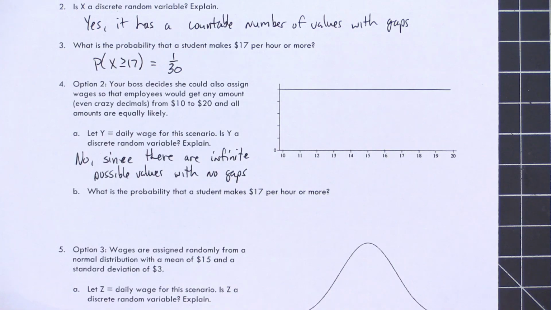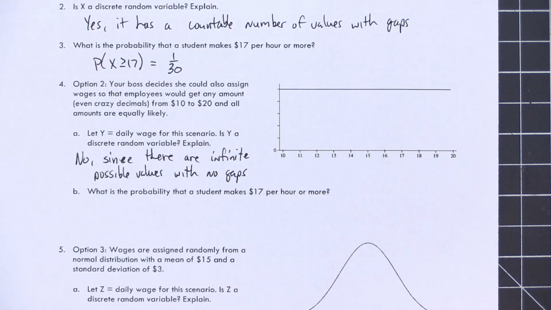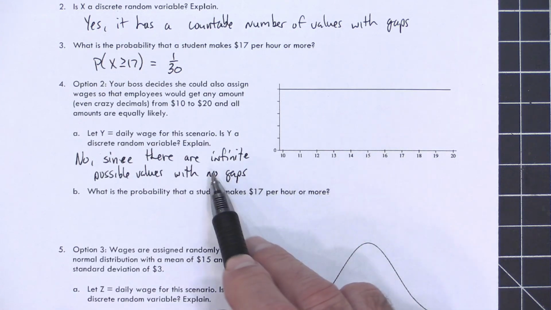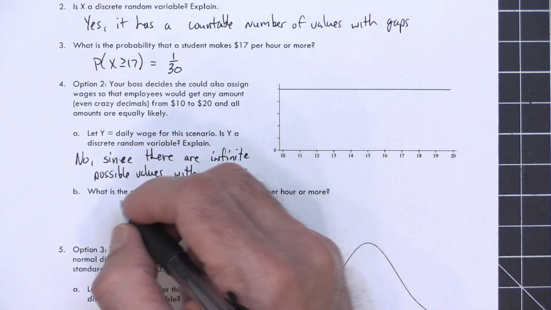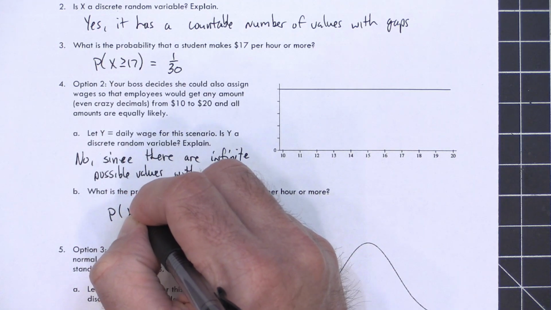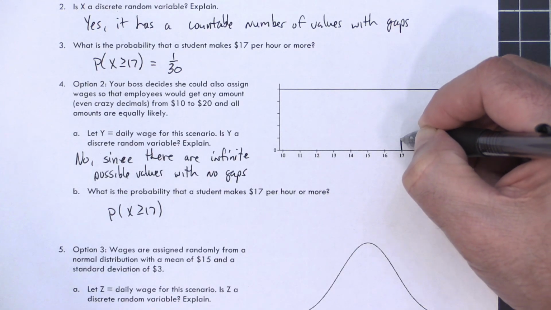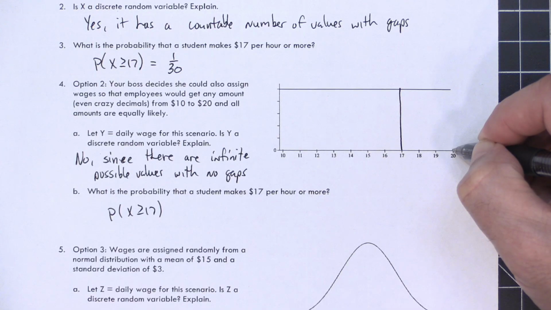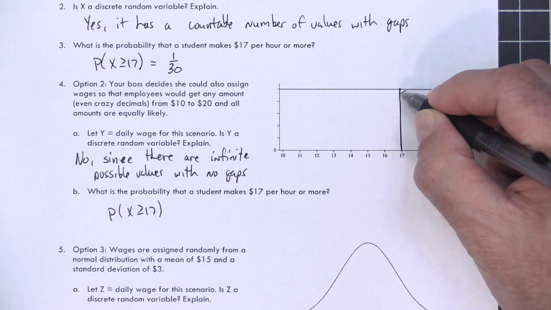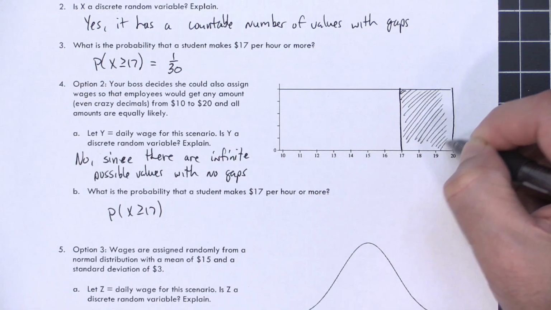So when I'm doing continuous, I can't just easily count stuff. So another way to do it is with a graph. So if I were to go here to this graph and it says, probability that a student makes $17 or more. So let's do this again. X is greater than or equal to 17. Well, I would go to 17 on my little graph here, and I would say, all right, it's anywhere between 17 and 20. So anything in here is a possibility.